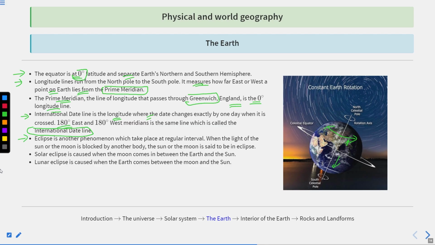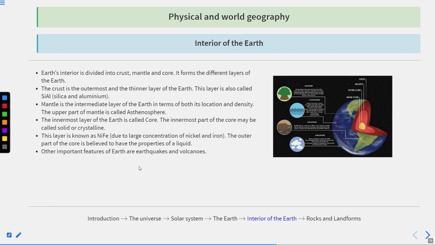Eclipse is another phenomenon which takes place at regular intervals when the light of the sun or the moon is blocked by another body. The sun or moon is said to be in eclipse. A solar eclipse happens when the moon comes in the path of earth and sun. A lunar eclipse happens when the earth comes in the path of moon and the sun.